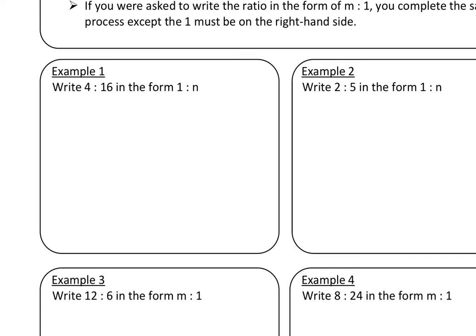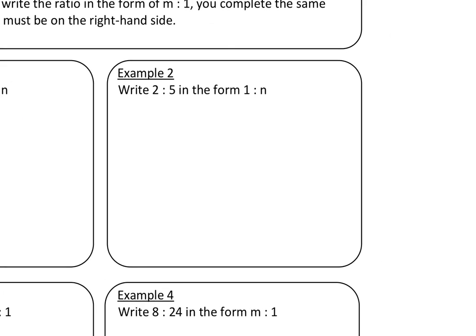Example 1 says, write 4 to 16 in the form 1 to n. So if I just write that again, 4 to 16, and underneath it, just put a 1. How you've got from 4 down to 1 is you divide it by 4, so you must do the same on this side, so it just becomes 1 to 4. So that is it.